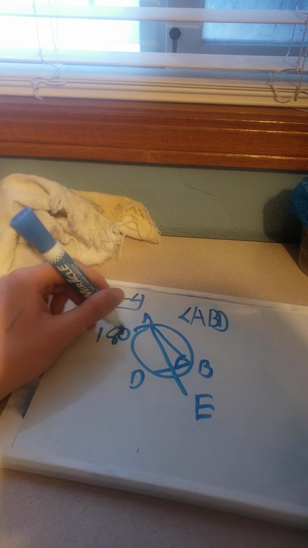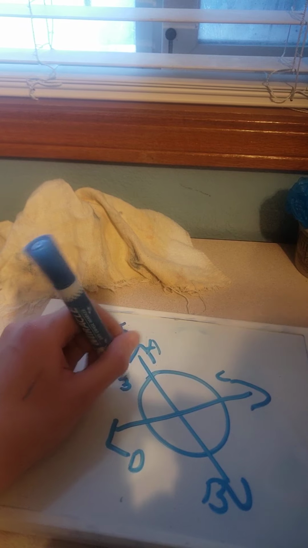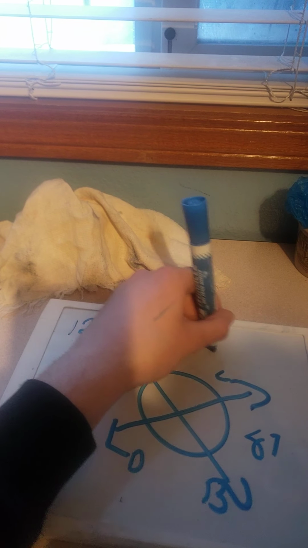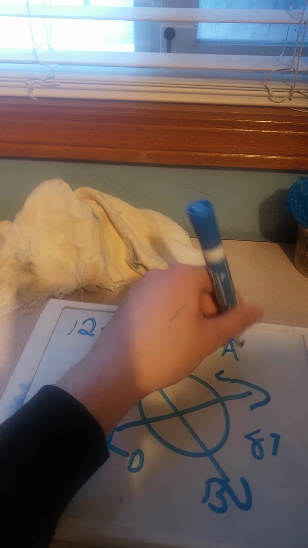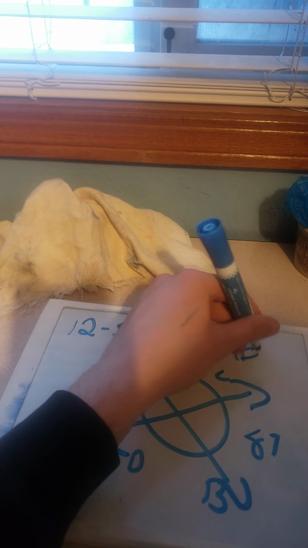Moving on to 12.5. We got different angle relationships in circles. So D, B, C, A. Okay, so let's just say this equals 31. Then let's say this equals 87. So let's say it wants us to find angle AED. Sorry for my super small chalkboard.